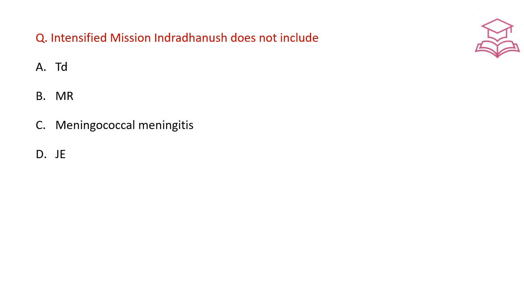Intensified Mission Indradhanush does not include. We know the vaccines. There are 12 vaccine preventable diseases in Intensified Mission Indradhanush, which are BCG, DPT, OPV, hepatitis B, HIB, rotavirus, JE, MR, and PCV. So the answer is meningococcal meningitis.